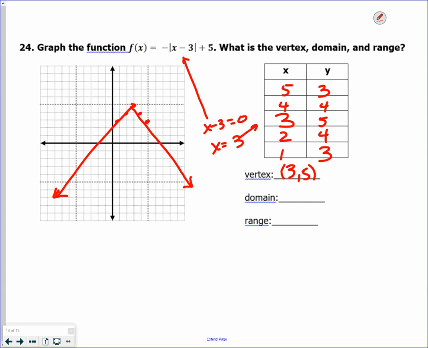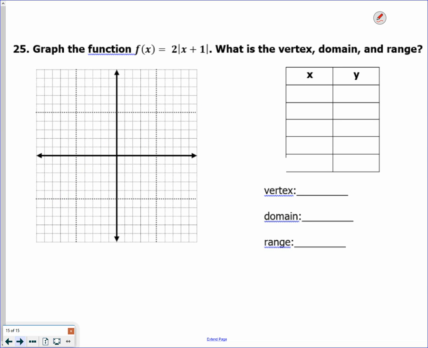We talked about that a little bit when we did our XY chart. The domain is still going to be all real numbers, and the range now goes down, so it's less than or equal to positive 5. So again, the vertex value basically is where the range begins to go up or down, and in this case, it goes down.